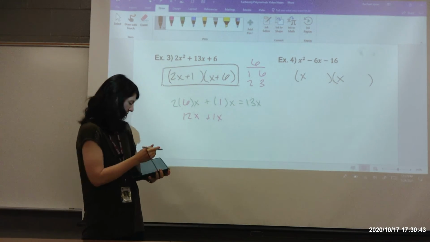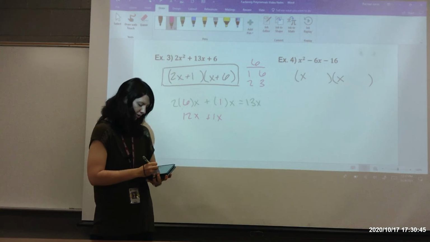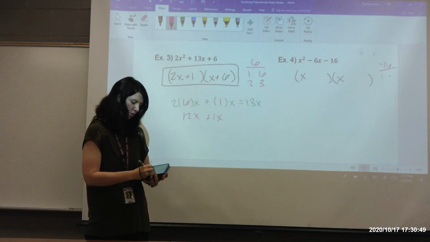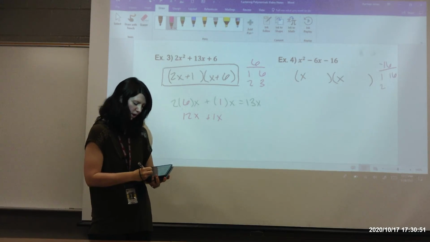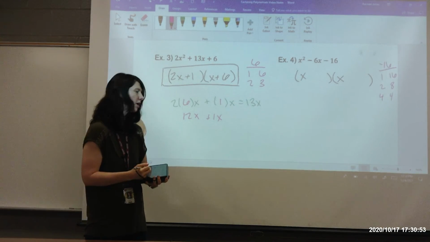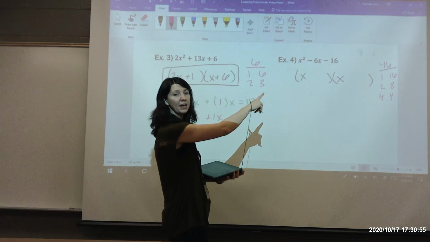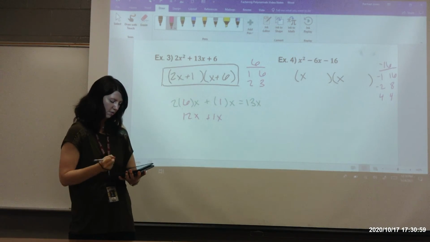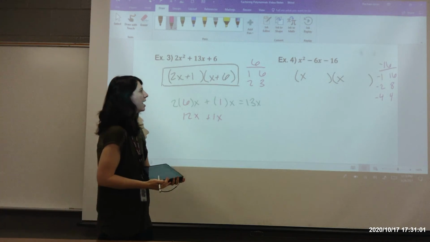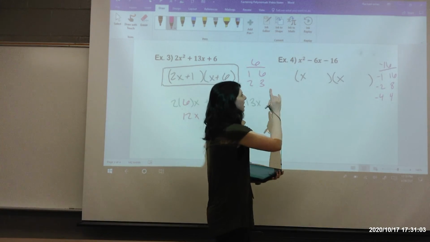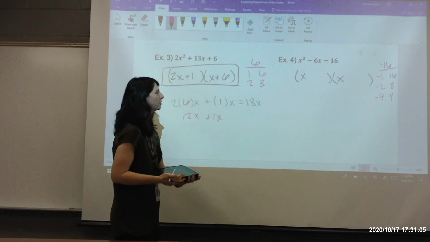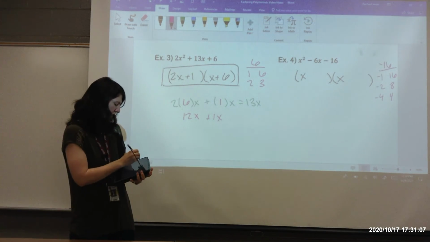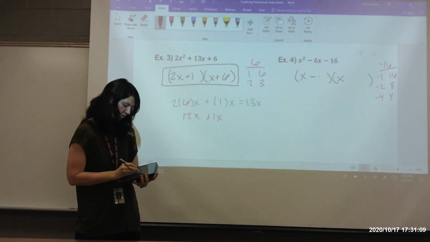Okay, so let's see if you were correct. So I first need to find my factors of negative 16. And negative 16 could be 1 and 16, 2 and 8, or 4 and 4. If I want to multiply to be negative, I need 1 negative and 1 positive. So I'm going to put a negative in there to remind myself. Okay, and I need to combine my middle term to get a negative 6. So that is going to be a negative 8 and a positive 2.